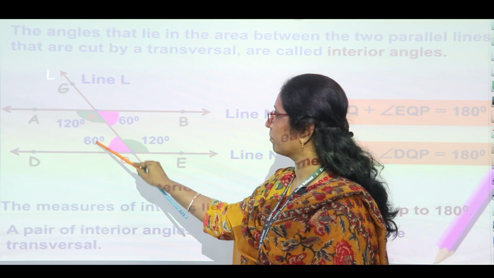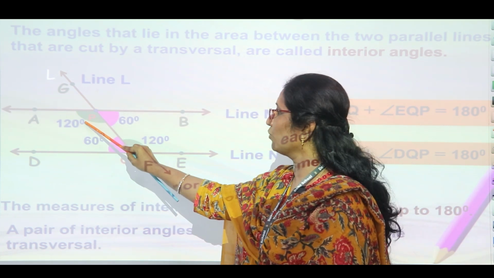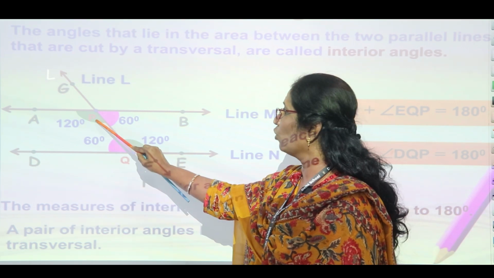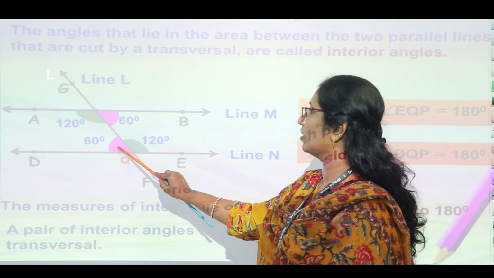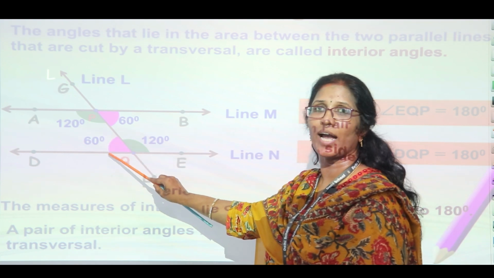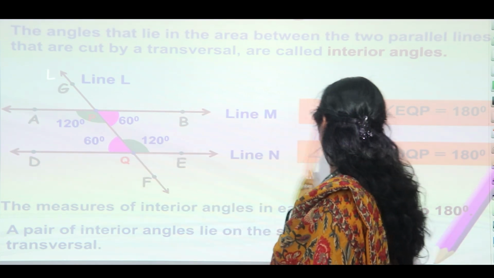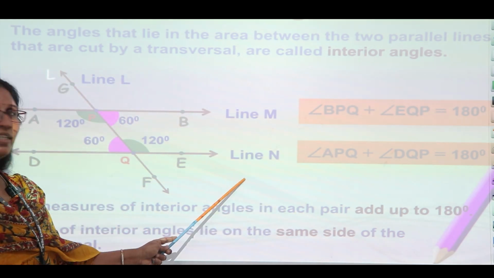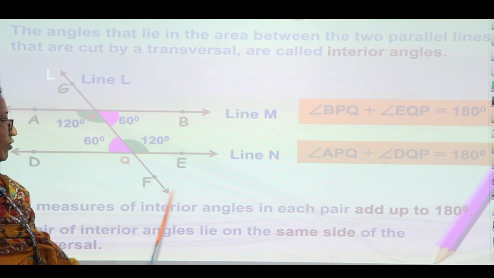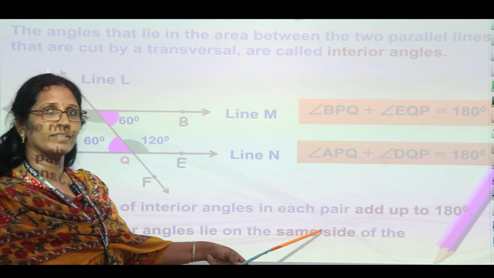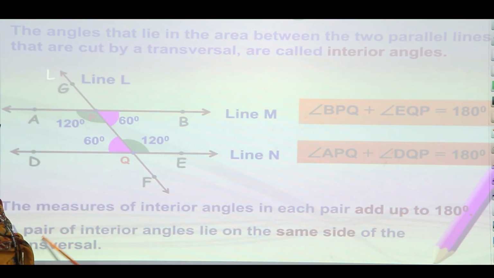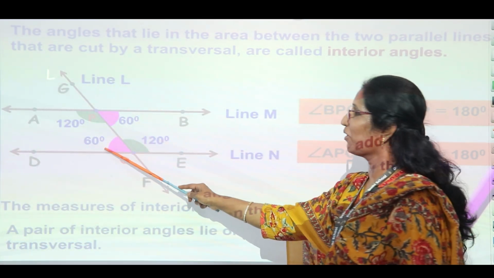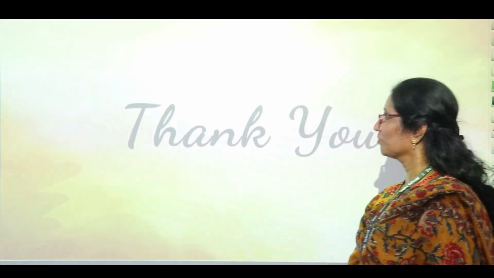When we add up these 2 angles, 120 and 60, if it gives the sum 180, those 2 interior angles are called co-interior angles. If the sum is always equal to 180 degrees, then those 2 are called co-interior angles. That means the measures of interior angles in each pair add up to 180. A pair of interior angles always lies on the same side of the transversal.